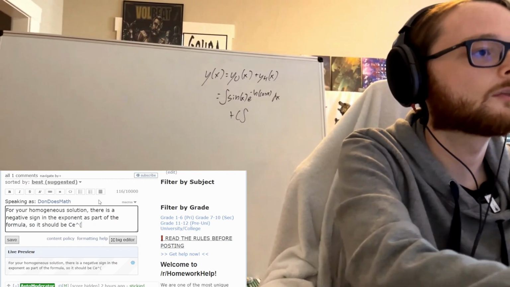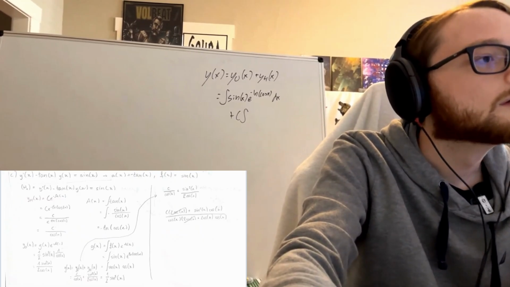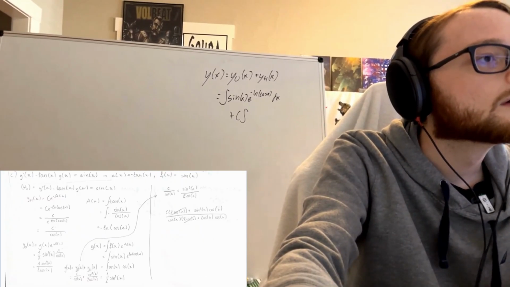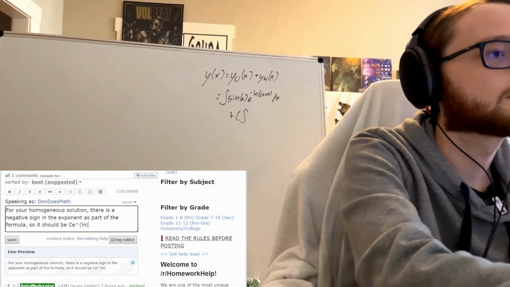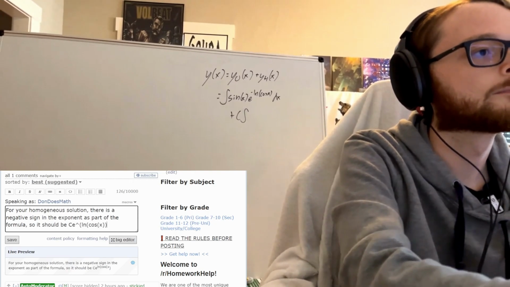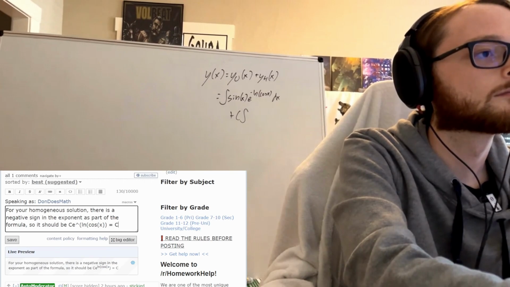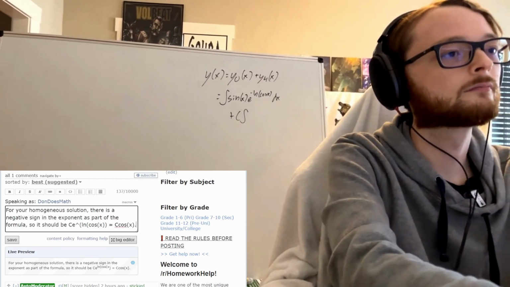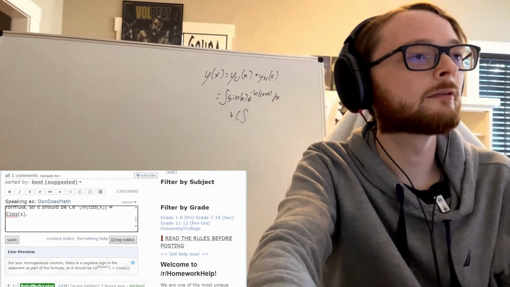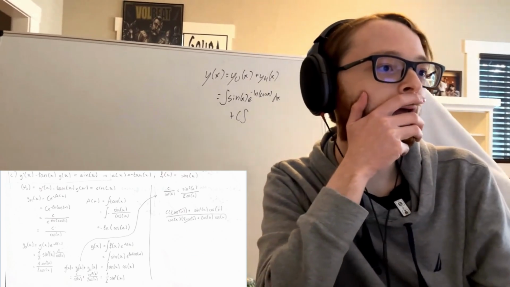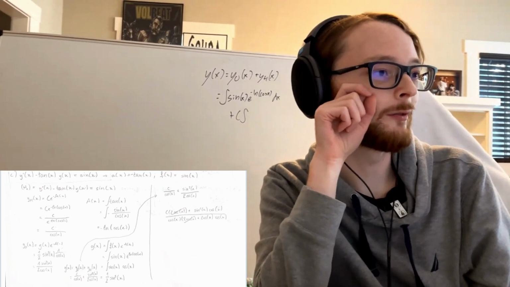C e to the ln cosine x. C cosine x. Okay, so that's one error up right there. Let's see if we can figure out their particular solution now, the y sub o.